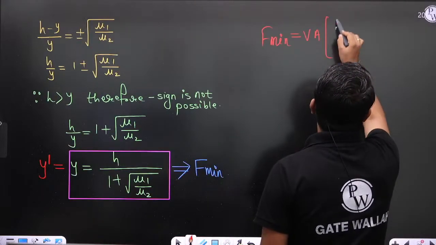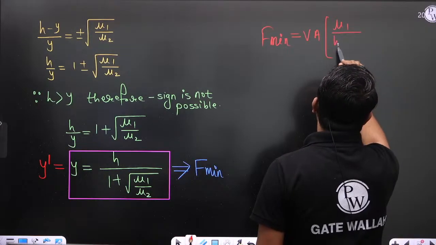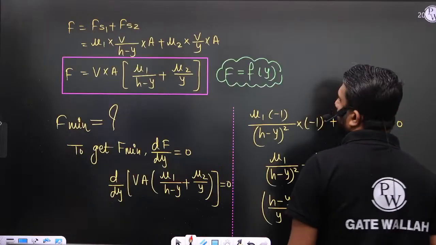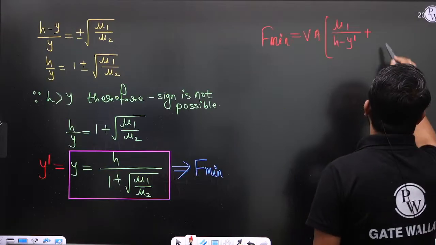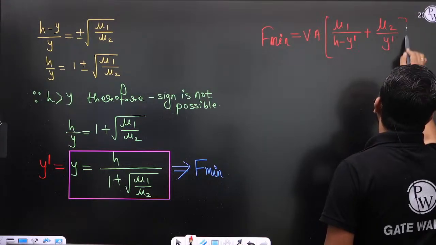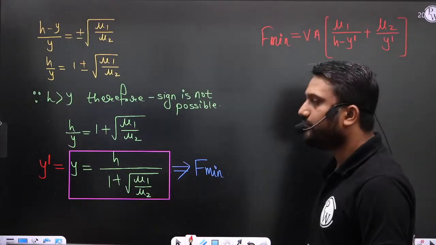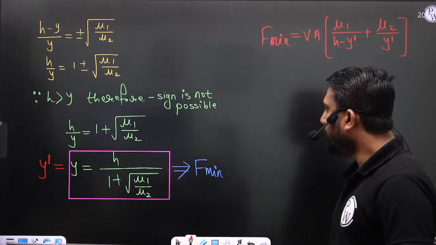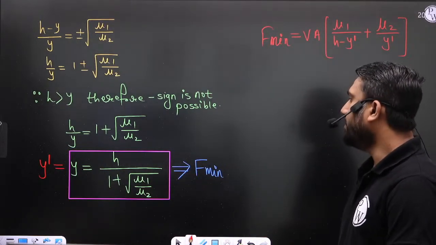mu1 times (H minus y dash) plus mu2 times y dash. So you can calculate F minimum from here. And what is the y dash? This is y dash equals H upon 1 plus root over mu1 by mu2.